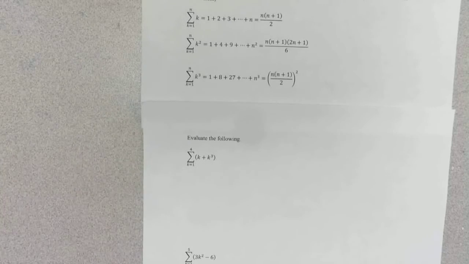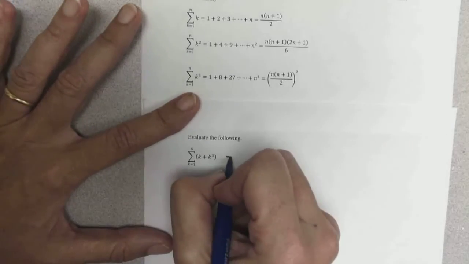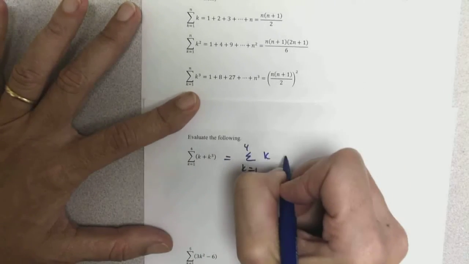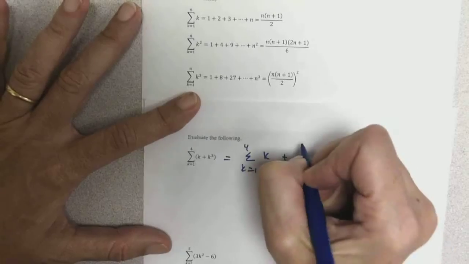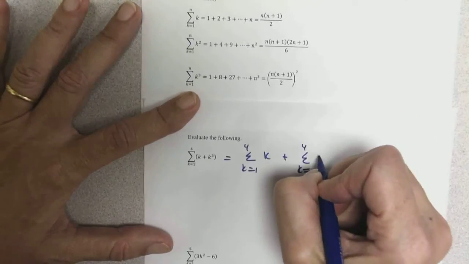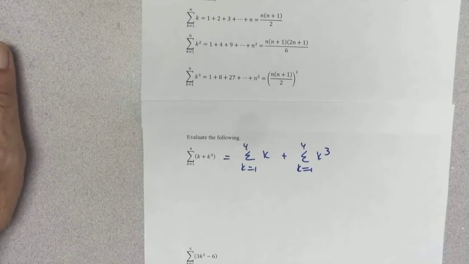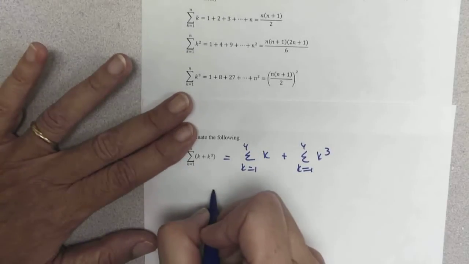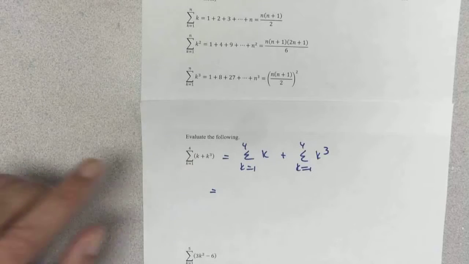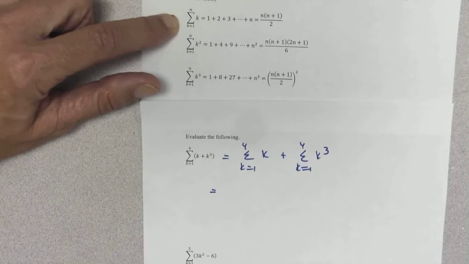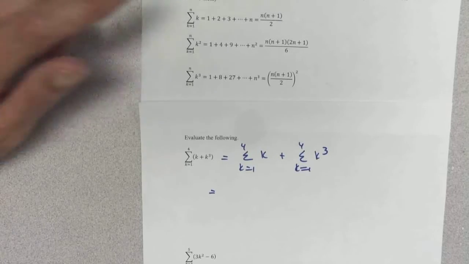So doing this first one, and again, not skipping any steps. First of all, I can break up that addition into two separate summations. The summation of a sum is the sum of the summations. And now I can use my formulas, in this case with n equal 4. So I'm using this formula up here with n equal 4.